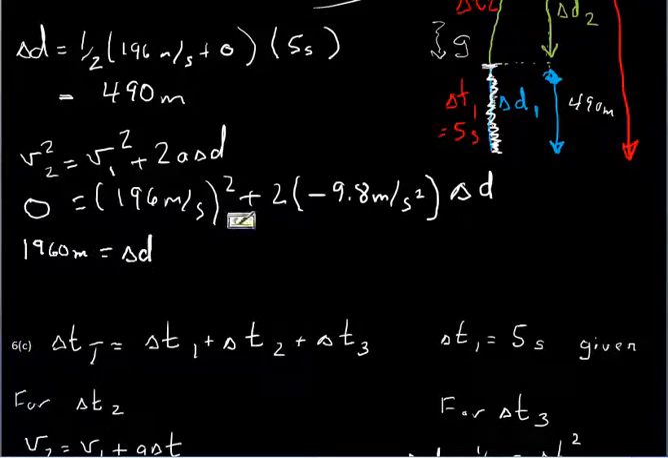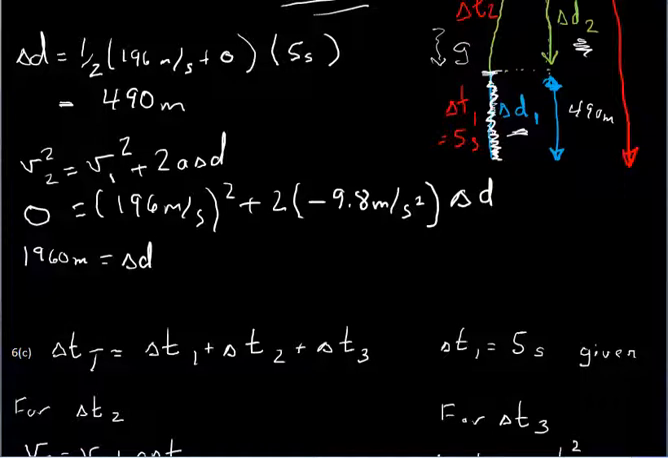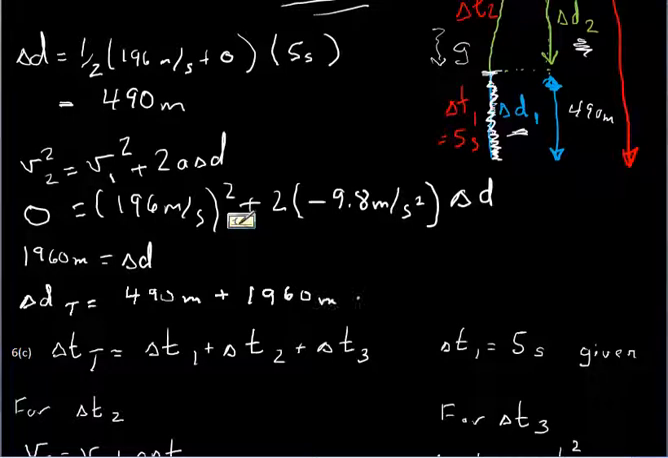Okay, that means my total distance, my distance from the ground to its max height, is going to be the sum of this one and that one put together. So that gives me, right here, delta D total is going to equal 490, because that was my first displacement. And then it kept going another 1,960. So that gives me a total displacement of 2,450 meters up.